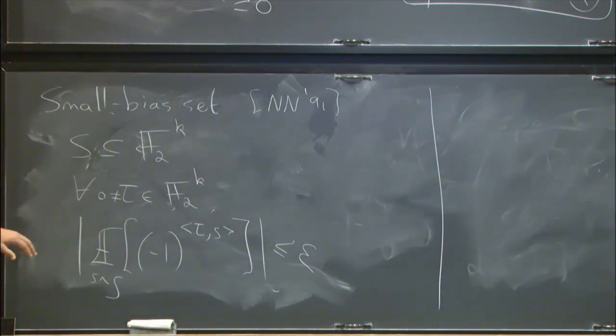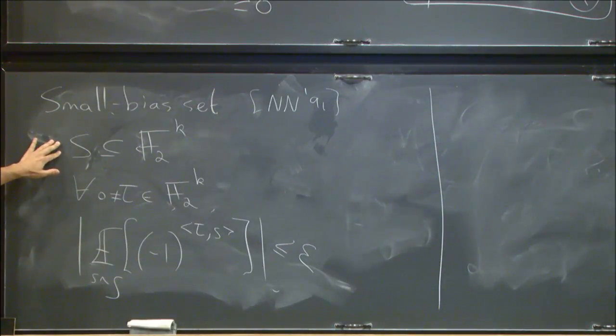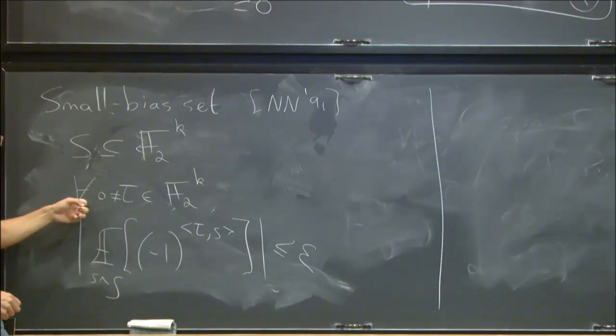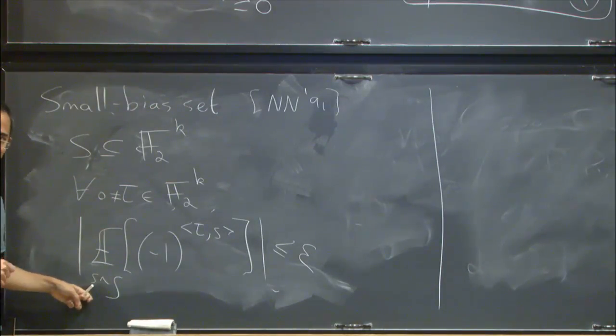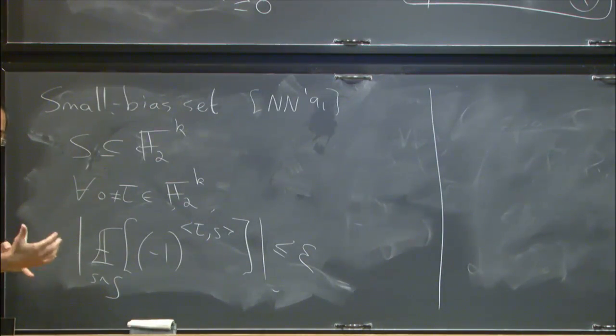So here is what you want. If you like pseudorandom generators, you're used to seeing these things. You want to find a set, hopefully a small set, of strings in F_2 to the k, sorry, not n. And what you want is that this set has the property that if you take the inner product of any test vector tau with a random element from that set, then the bias, the number of zeros and ones, will cancel each other more or less to within some epsilon.